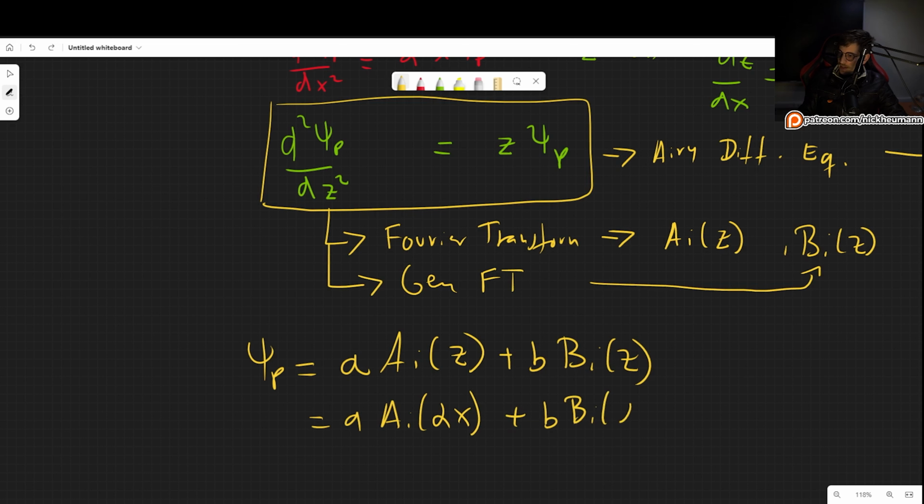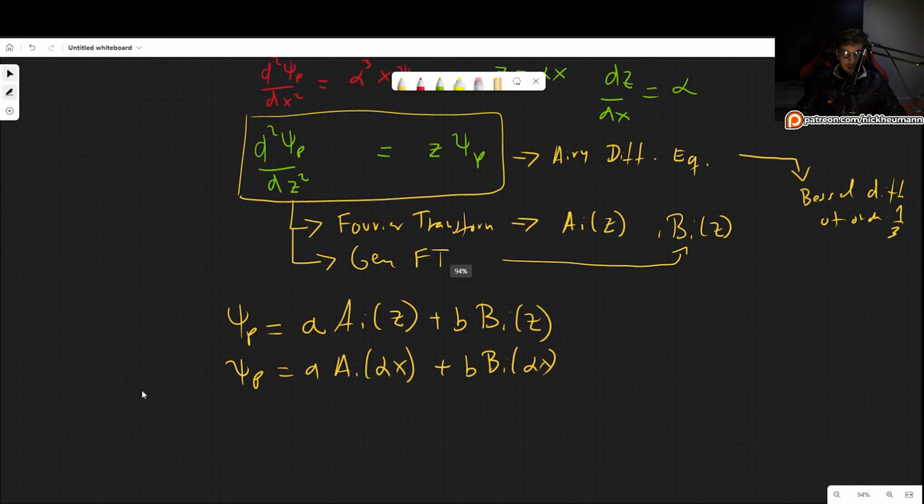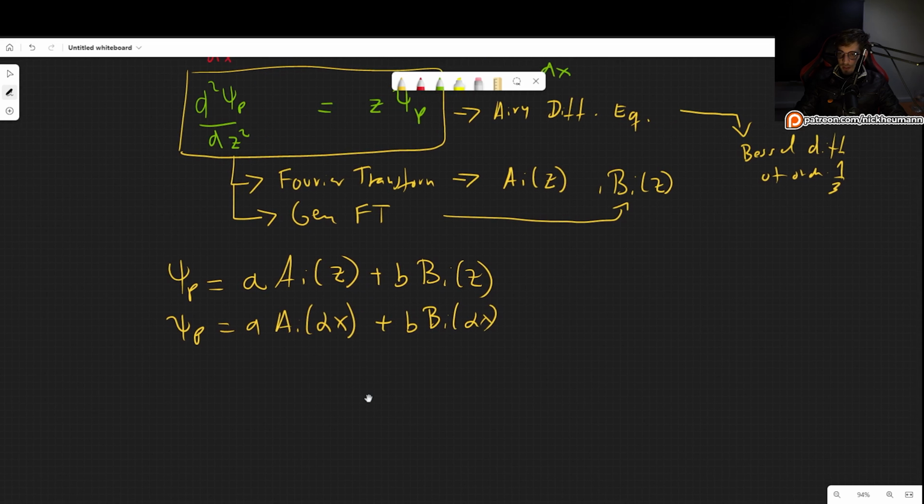Bi of alpha x, just to be very clear. Now, what do these expressions look like? Let me just look them up here real quick, because I don't know them by memory. So they are the following.